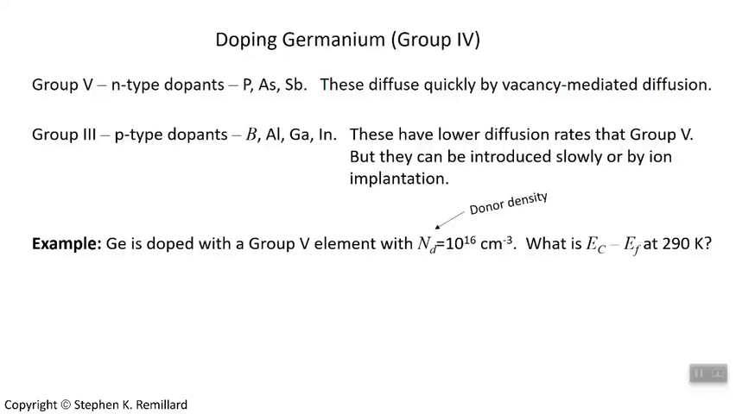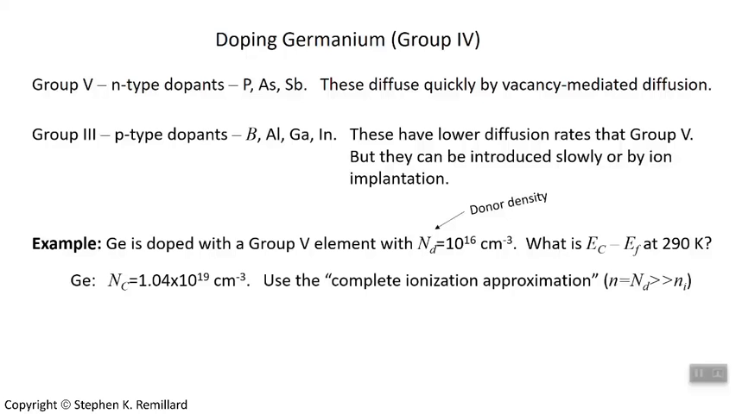I want to know how much the Fermi energy moves. So what is the distance now between the conduction band edge and the Fermi energy? And we'll do this at 290 Kelvin. You'll notice a slight distinction in the value of kT. We look up germanium in table 1-4 in the book, and we find that N sub C is 1.04 times 10 to the 19th per cubic centimeter.